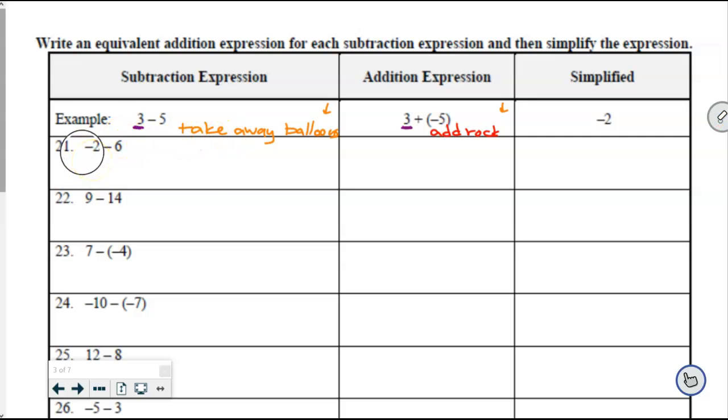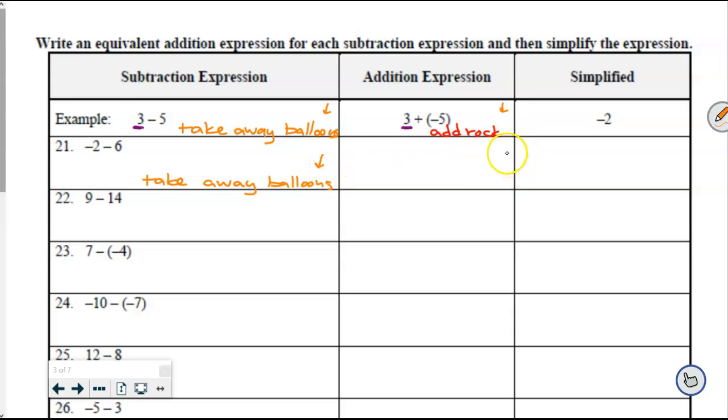21, what are we doing? -2. We are taking away, it doesn't say rocks, taking away balloons. Yep, right after the subtraction sign is a positive number. So this is another take away balloons problem. Taking away balloons makes the basket go. Try again. Don't start blurting out the answer until your brain has had a chance to think about it. When we take away balloons, the basket goes.